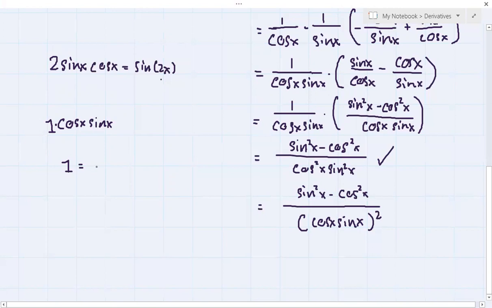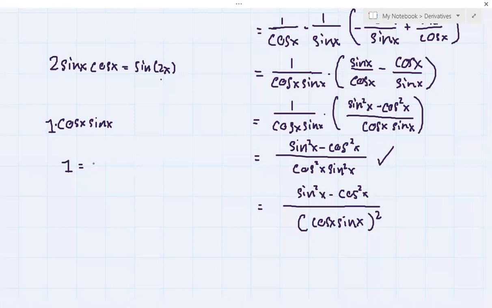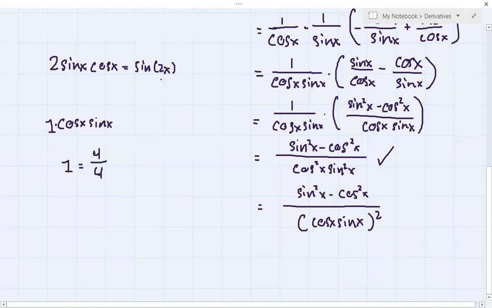Si 1, di ba mangyayari yan kapag meron tayong quotient ng fraction ay magkapare-parehas. Kunwari, di ba, meron tayong 4 all over 4. 4 all over 4 is 1, di ba? O kaya, we can have sin x all over sin x. Kasi sin x all over sin x is 1, di ba?